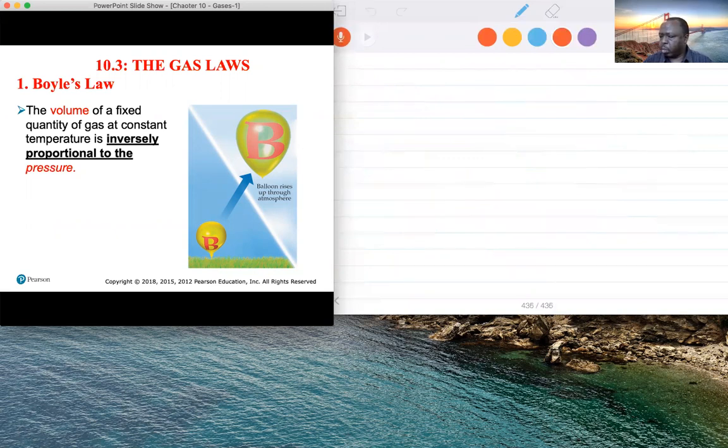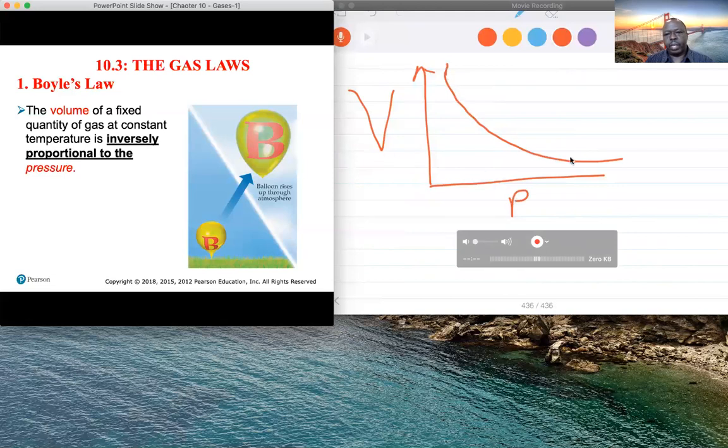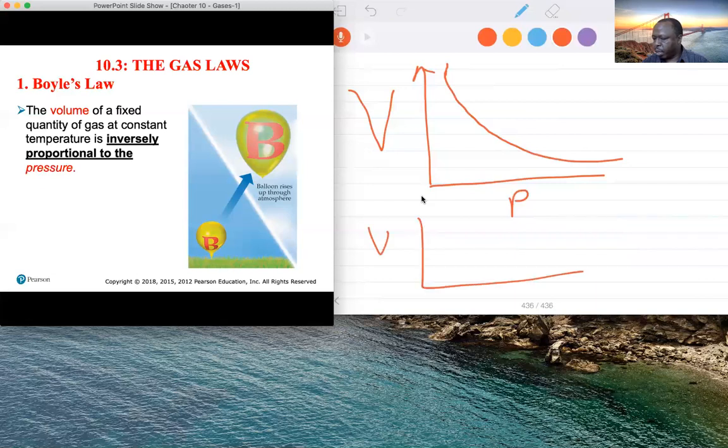And I've seen questions on curves as well. If you have volume on the y-axis and pressure on the x-axis, this is a plot of volume versus pressure. They are inversely proportional. If you decrease the volume, pressure goes up. If you increase the volume, the pressure comes down and vice versa. However, if you plot volume against the reciprocal of pressure, you'll get a straight line. That's all you need to pay attention to.